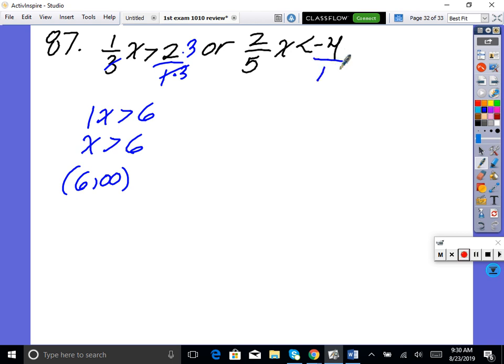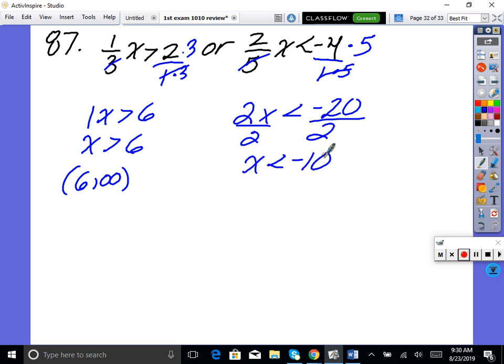Or get a common denominator, times by 5, 2x is less than, ignore your denominator at this point, negative 20, divide by 2. X value is less than negative 10. So then that would be negative 10. Oh, it's pointing that way. So it's actually negative infinity up to negative 10.